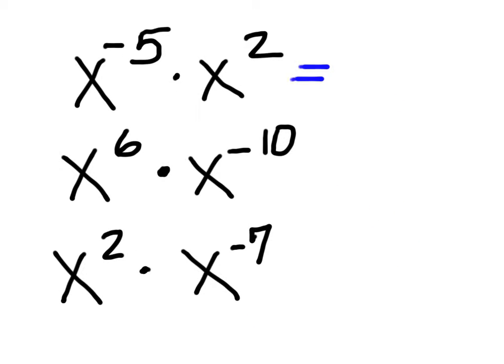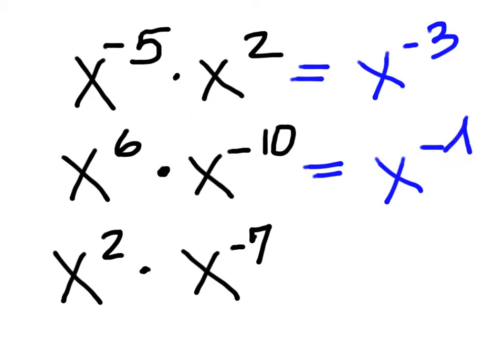What would x to the negative 5th times x squared be? Yeah. X to the negative 3rd, right. And what would x to the 6th times x to the negative 10th be? Salisbury. X to the negative 4th, right. And what about x squared times x to the negative 7? Chavaria. Yep, x to the negative 5th is right.